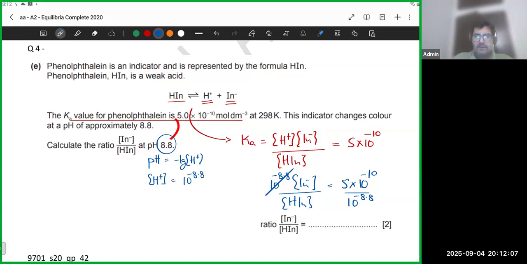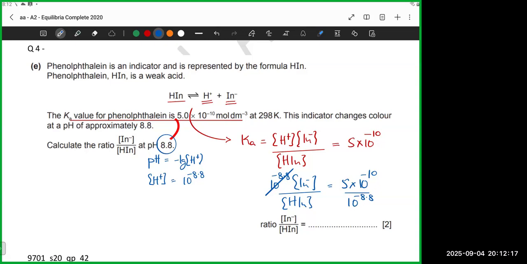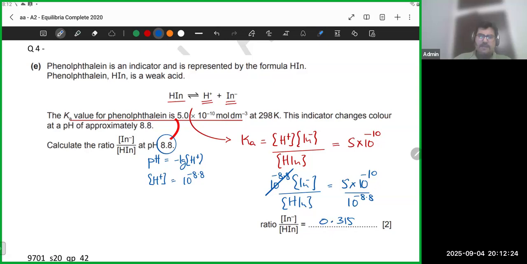Hala, Minal, Umar, can you try and solve this? 0.315. 0.315. Okay. But is this clear that this was what your K expression was?